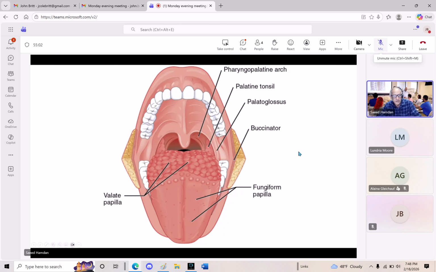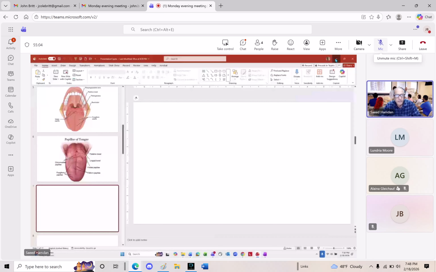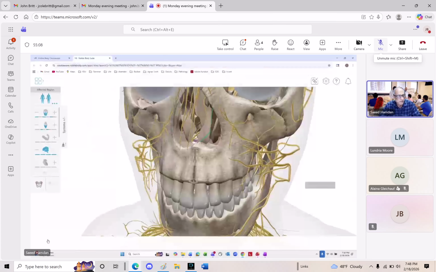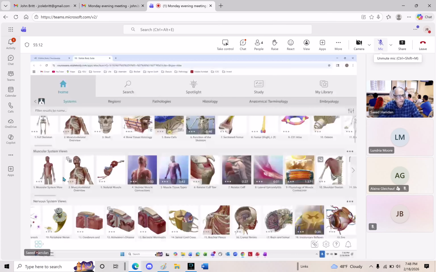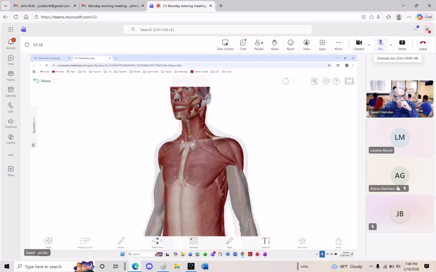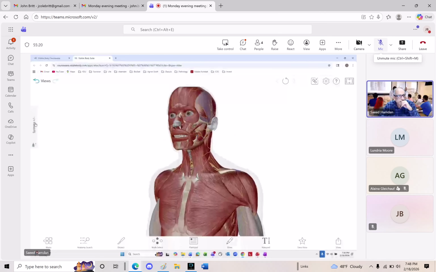So let's do it from the Visible Body now. This one is going to be tough to identify.